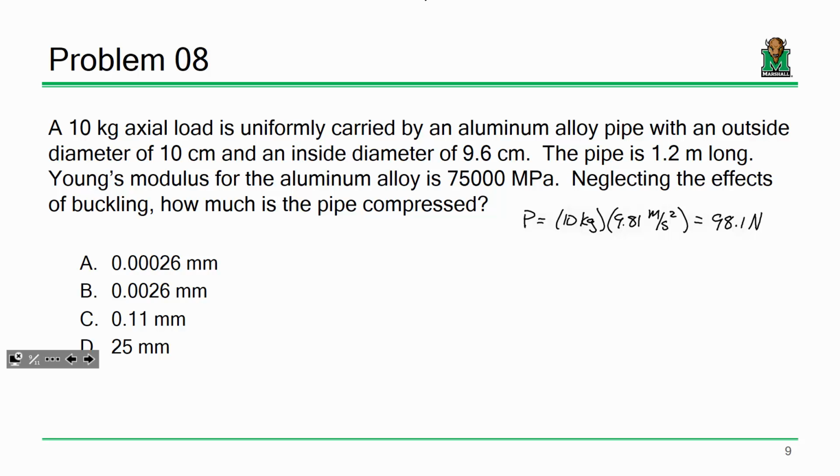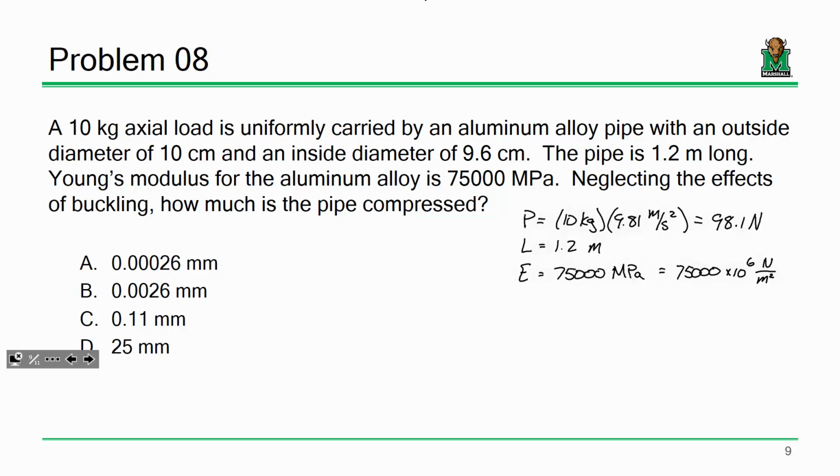All right. How long is the pipe? 1.2 meters. Now, Young's modulus, or E, is 75,000 megapascal. Now, let's test your memory. What is a pascal? Newton per meter squared. So this is, help me out, 75,000 times 10 to the 6 Newton per meter squared. Would that be a fair statement? So now everything's in consistent units.